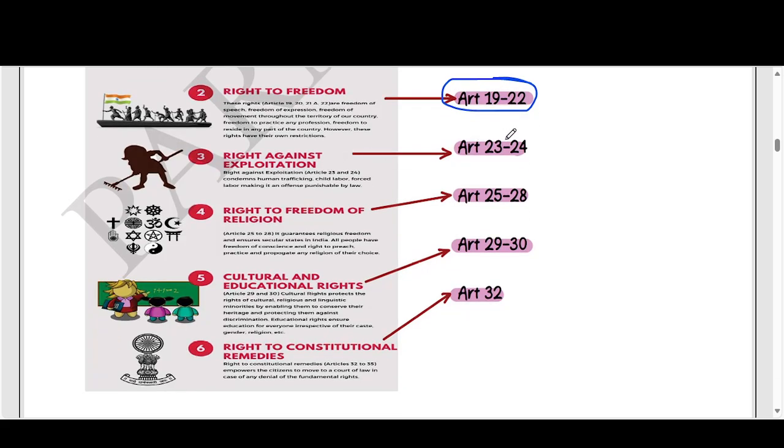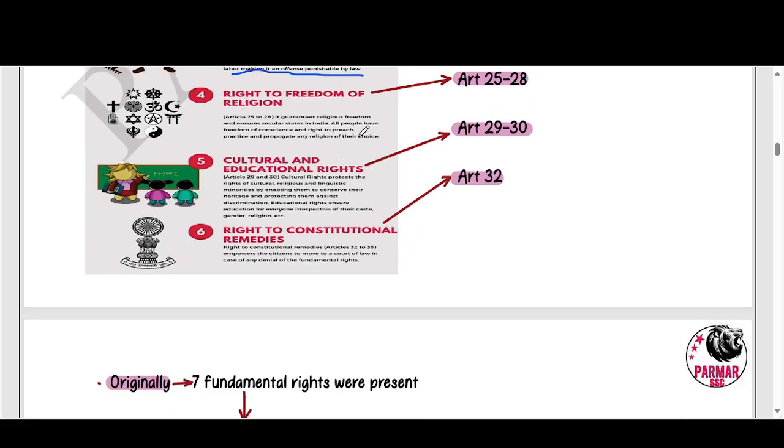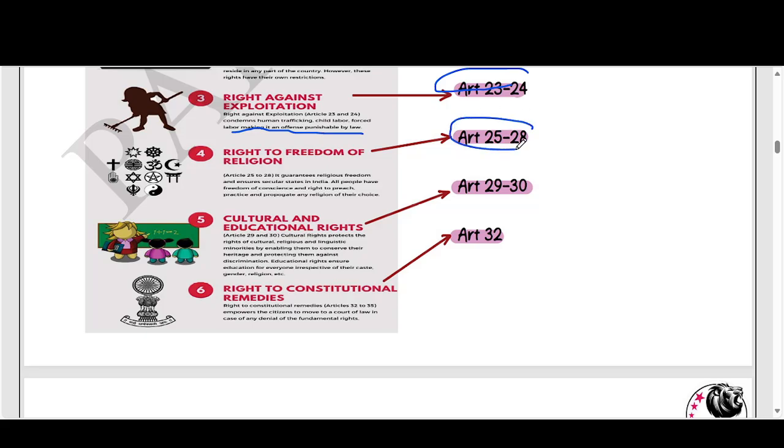Right against exploitation, Articles 23 to 24, condemns human trafficking, child labor and forced labor, making them offences punishable by law. Right to freedom of religion, Articles 25 to 28, guarantees religious freedom and ensures a secular state in India. All people have freedom of conscience and the right to preach, practice and propagate any religion of their choice.